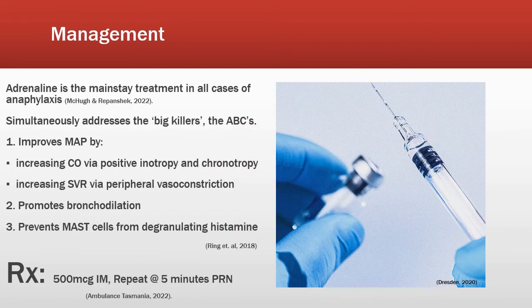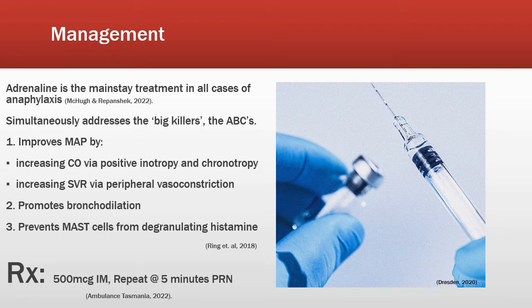And speaking of, that's how we're going to manage it, right? So adrenaline is the mainstay treatment in all cases of anaphylaxis, and that's IM adrenaline in the first instance. There's various reasons for that. First of all, it's quick. It's quite easy to get an IM injection in fairly quickly, particularly in someone who's quite vasoconstricted and shut down, where you might have to stuff around for a while to get a line.